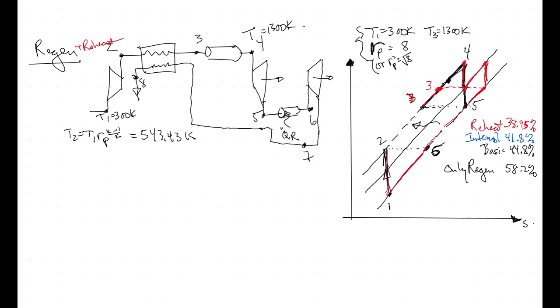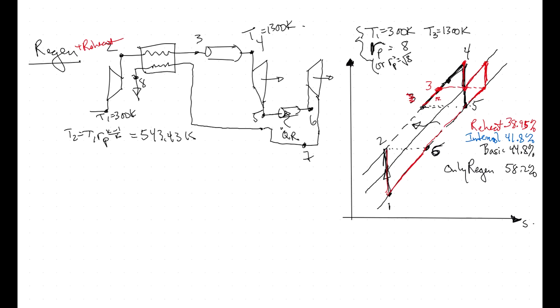So I would expect that it's going to be better. Because look, what we've done by adding multiple turbines is I've raised the temperature at the exit of the turbines. So I have more here. My dashed line extends further, so I have more opportunity for regen. So I can heat up more before combustion. This is pretty cool.